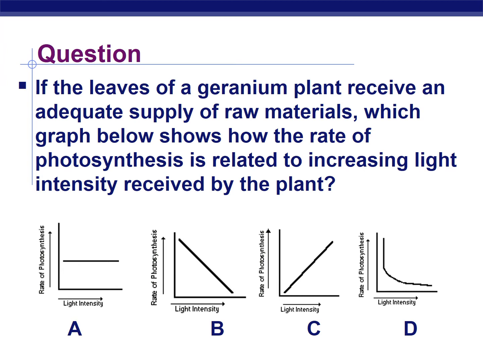And how do you think the rate of photosynthesis would be? So if we have a low light intensity, you're probably going to have a low rate of photosynthesis. If we have a high light intensity, you're probably going to have a high rate of photosynthesis. So which graph looks like low light, low photosynthesis, and then high light intensity, high rate of photosynthesis? Graph C is going to be your best choice.